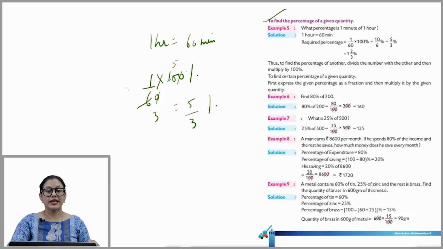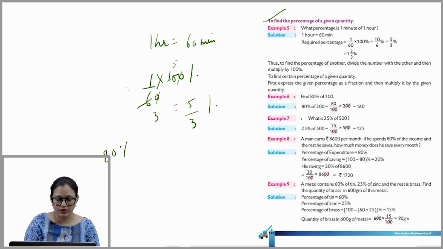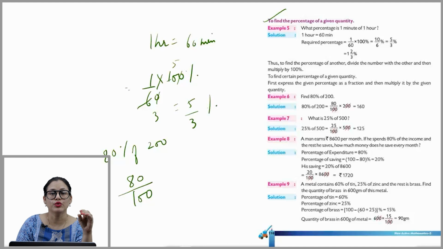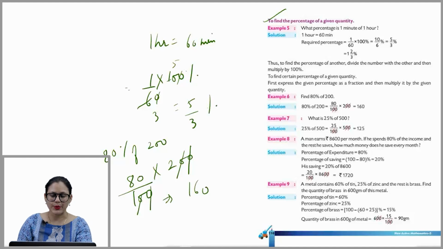For example, find 80% of 200. Okay, 80% of 200. So 80 upon 100, because first we will remove the percentage. Then, of means multiply, so multiply by 200. 0 0 goes, 0 0 goes, so this is 160. So 80% of 200 is 160. Next, example 7. What is 25% of 500? This is the same as we did in example 6.